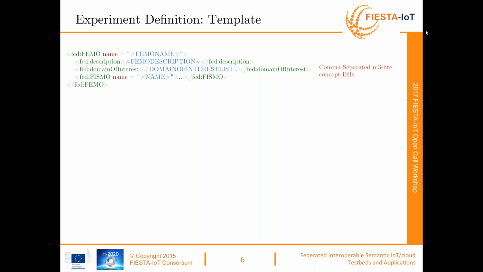Okay, so what does a FEMO look like? FEMO is basically XML. This is a part of the complete FedSpec that I'm showing. It's just describing the FEMO. The FEMO has the name, the description, the domain of interest, and different FISMOs that are attached to a FEMO. You can attach as many FISMOs as you want. You can have one FISMO, or you can have 10 FISMOs, or as many as you want, but it should contain at least one in order to define your experiment.